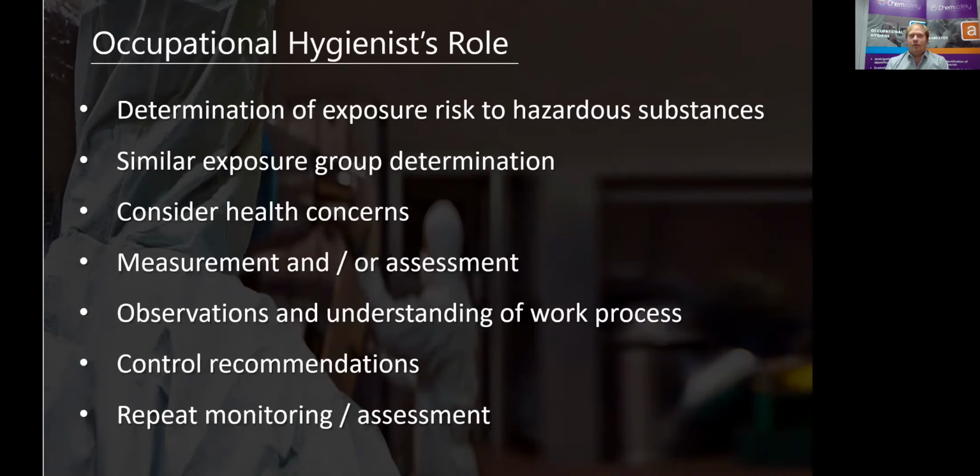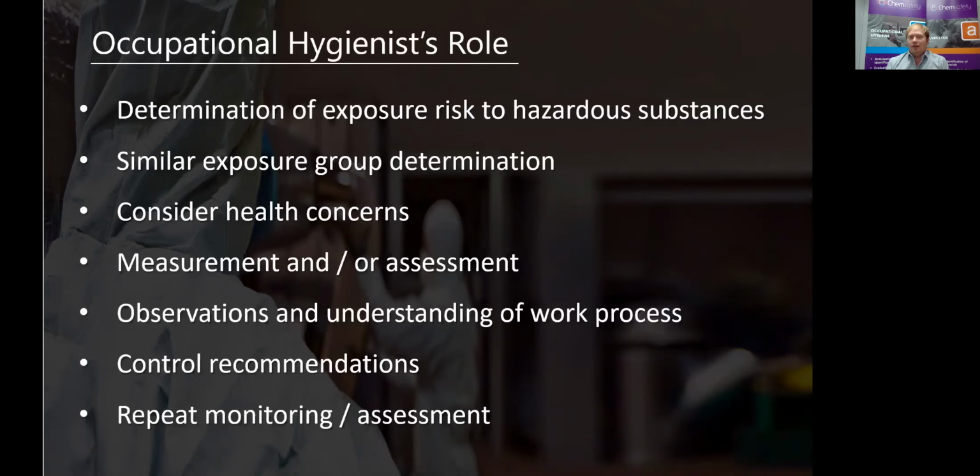So we do this for a range of exposures to hazardous substances, whether it be chemical, physical, or biological agents. We then determine similar exposure groups, or SEGs. These are groups of workers who are exposed in a similar pattern to each other. Therefore, we can do broader control measures that affect a group of workers as opposed to the individual. We consider the health concerns of those workers and potentially figure out other forms of exposure they may be exposed to because of those health concerns.